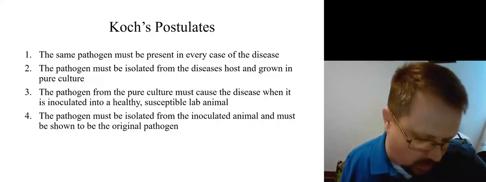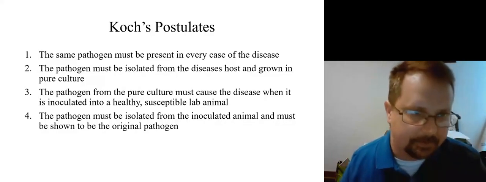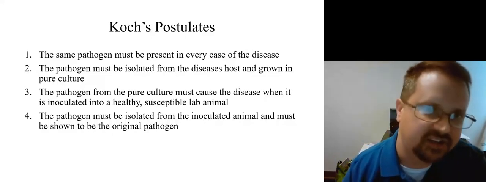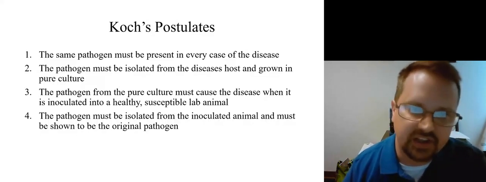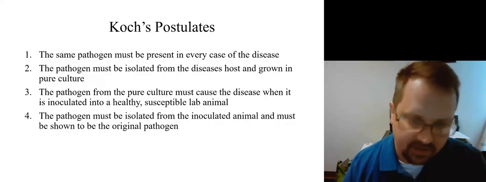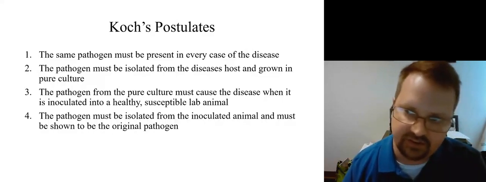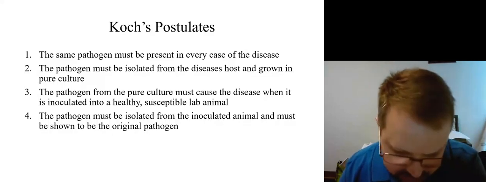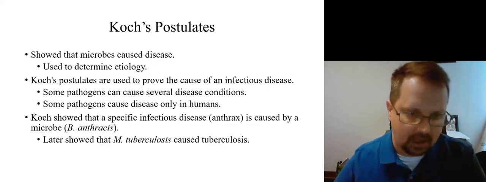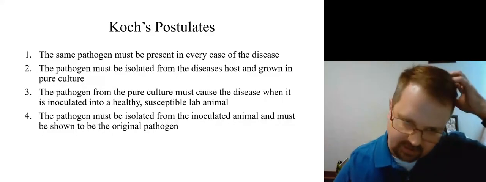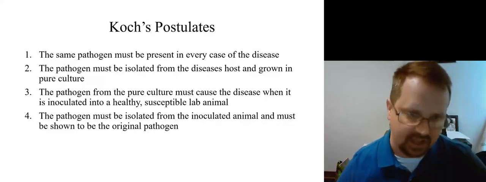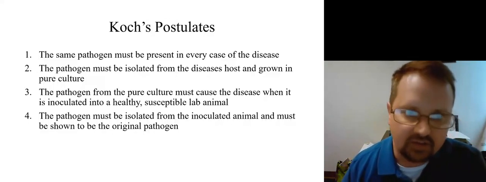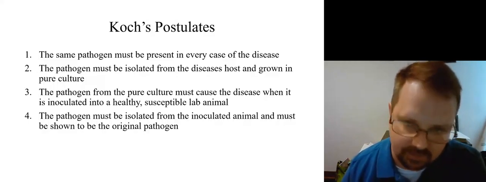I will test you on what Koch's postulates say. There will be a question about Koch's postulates on the test. So if you have a disease, this pathogen must be present in every case of the disease. If you have tuberculosis, then M. tuberculosis must be present. If you have anthrax, then Bacillus anthracis must be present, in every case of that disease. So that's one thing that shows, okay, this is the pathogen behind it.